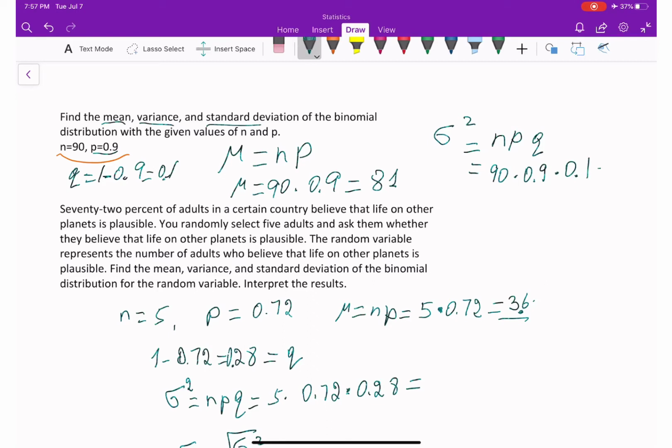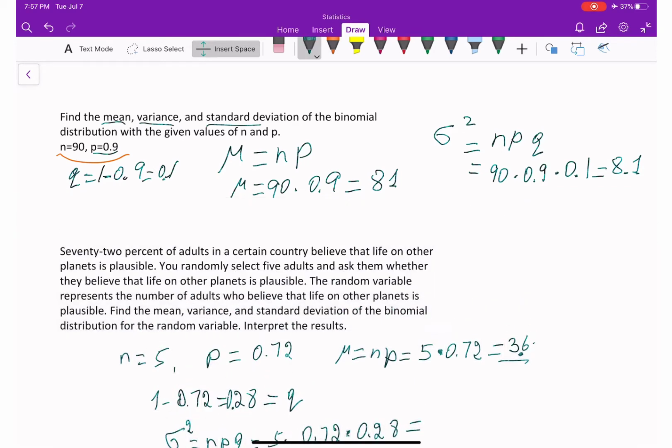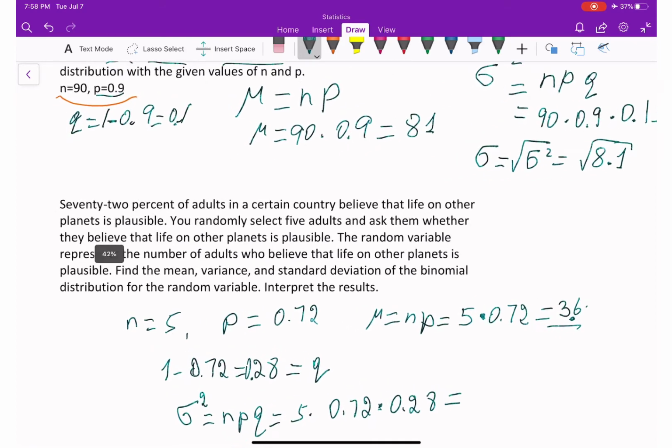So it's going to be 8.1. Okay, and standard deviation, sigma, is equal square root of sigma squared, which is going to be equal square root of 8.1. Well, I believe you can punch on calculator and figure out 8.1 square root, how much it will be. Moving to next question.